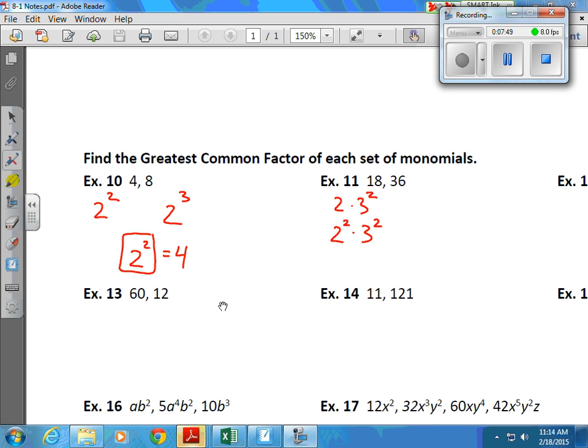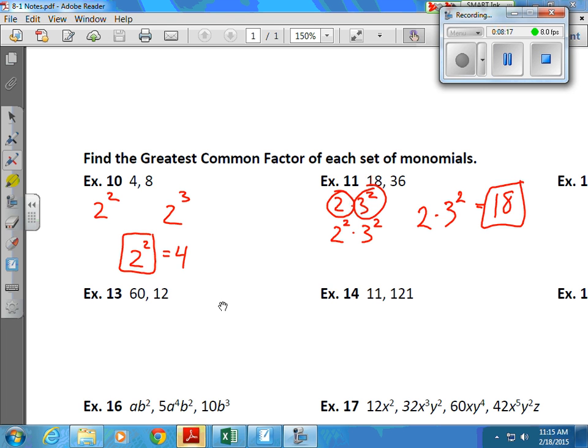Okay? So, let's look at the 2's. Who has the fewest number of 2's? The first one, so we're going to go with that one. Then who has the fewest number of 3's? They're the same, so we'll go with that amount. That is your GCF: 2 times 3 squared, which is 18.